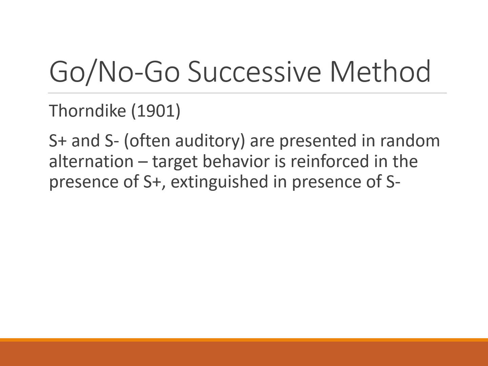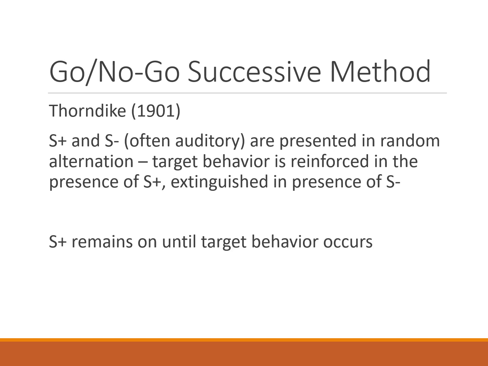This moves back in time a bit from Skinner's successive method, but is more closely connected to the other stimulus discrimination methods that we'll discuss. In Thorndike's go-no-go method, we still see a multiple schedule being used, alternation between reinforcement and extinction. In this case, the SD or S+, the auditory stimulus, remains on until the target behavior occurs. Then the S delta or S minus is played, or there is silence, for an amount of time, until the SD is presented again. You can see that we can't very easily assess rate of responding in this case.